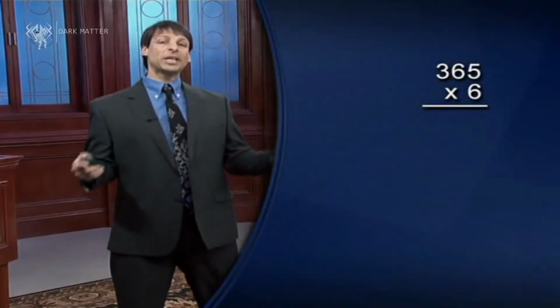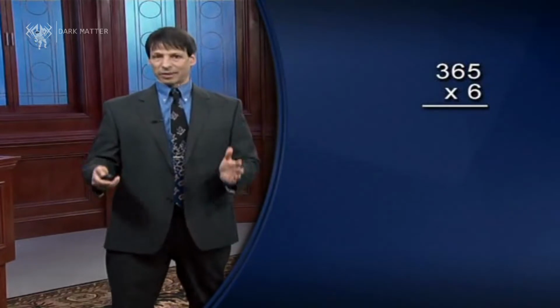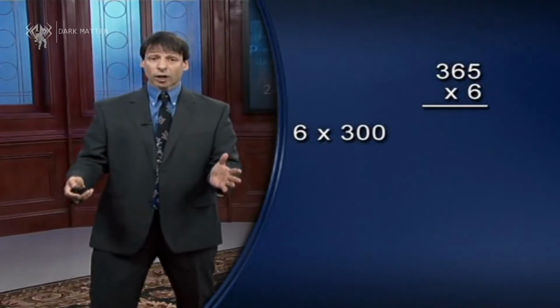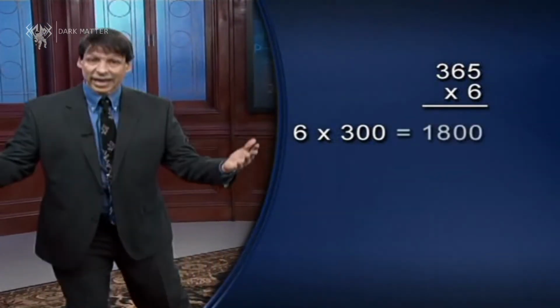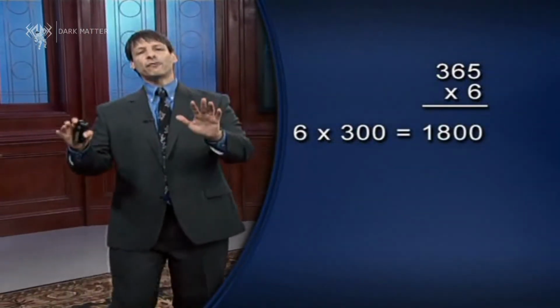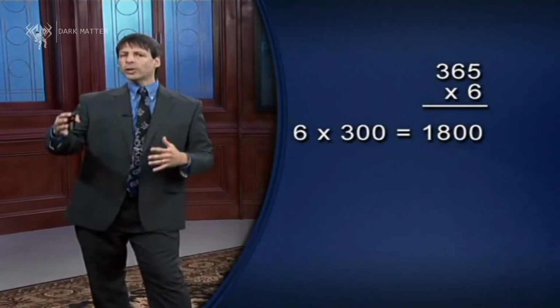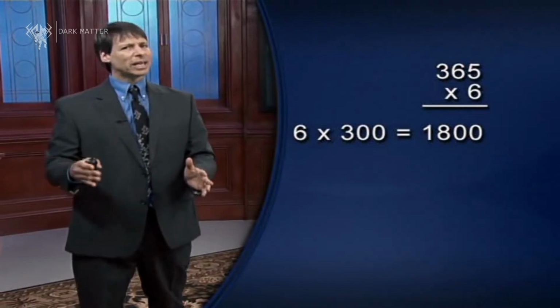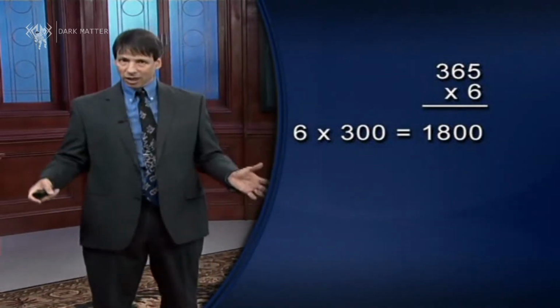All right, so we'll start by doing the problem 365 times 6. Okay, so what do we do? We start with 6 times 300, which is 1800. Now, folks, another virtue of working from left to right is that we now know that our answer is a little bigger than 1800, right?